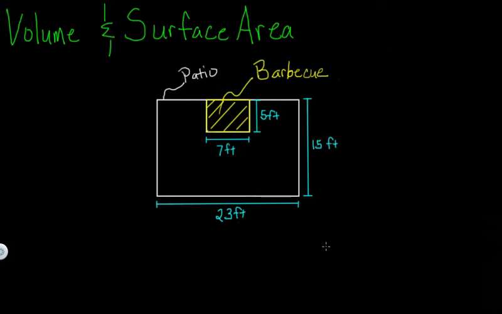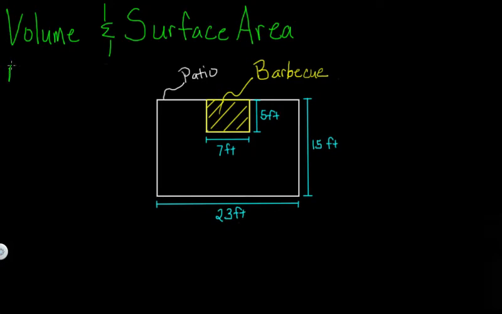Volume and surface area. Okay, so I am designing a patio for my home here in Africa, and I'm going to put a barbecue in the patio as you see here. So this is a plan view. This is a top view of my patio. You see my patio is rectangular, overall dimensions of 23 feet by 15 feet.